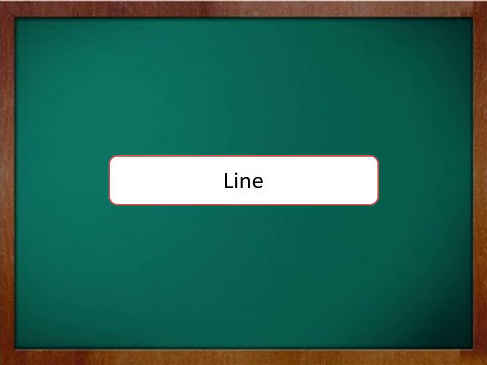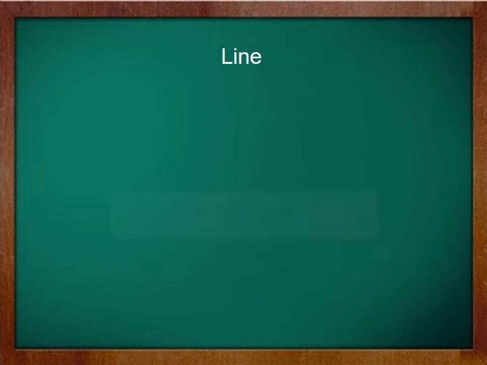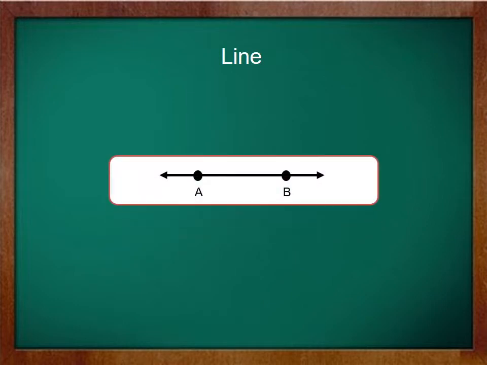Now let's talk about line. If we extend the line segment beyond points A and B, we get a line. Line does not have an endpoint and it can extend infinitely in both the directions. Line is denoted by letters A and B and drawing a line with double arrows on top of AB.